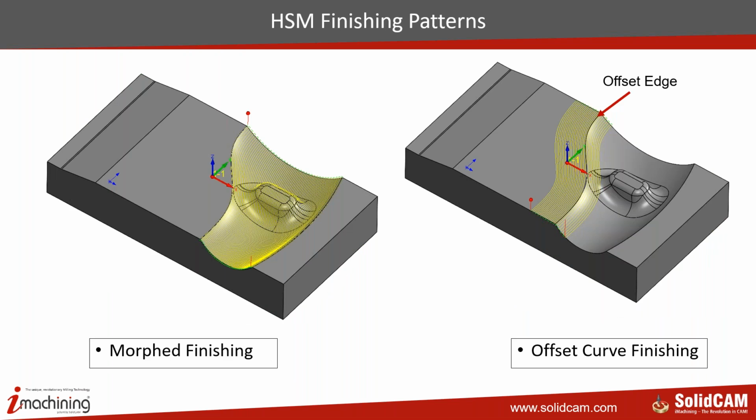And then we have two more patterns, which is morph finishing and offset curve finishing, where we can machine a part using two edges and everything in between them will be morphed out. So the pattern will start from one edge and it will finish with the shape of the other edge. Whereas the offset curve finishing will take one edge and it will just keep offsetting the passes while machining the geometry inside it.